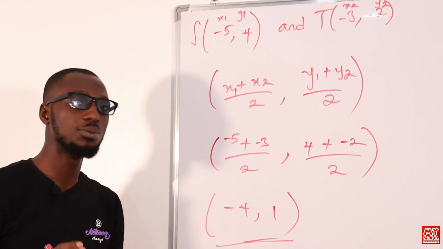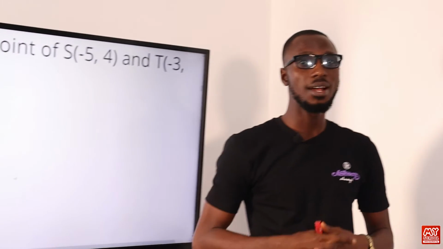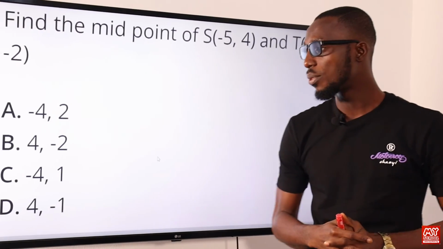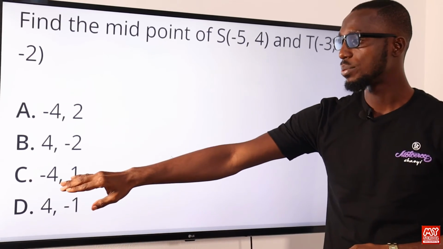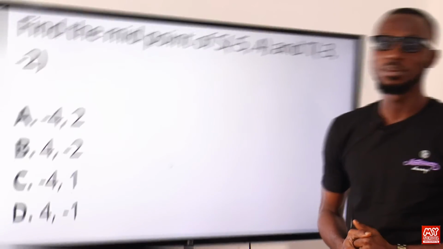So let's go back to the screen to be very sure that we can find our answer. -4 and 1. So where do we find that? We find that in option C. So option C is the correct option.